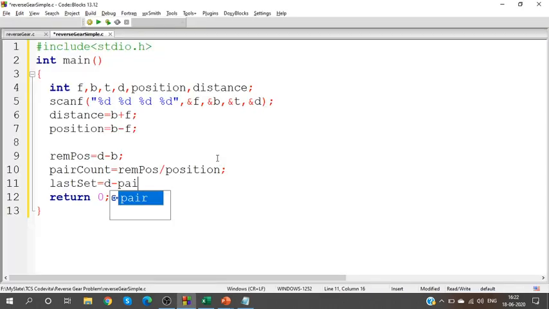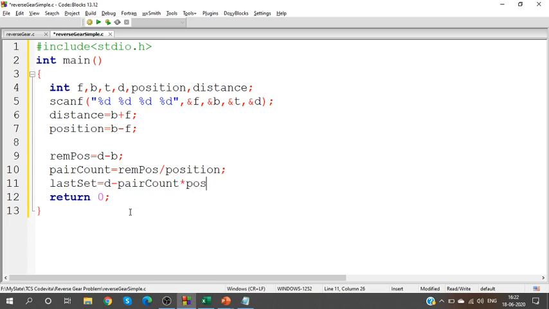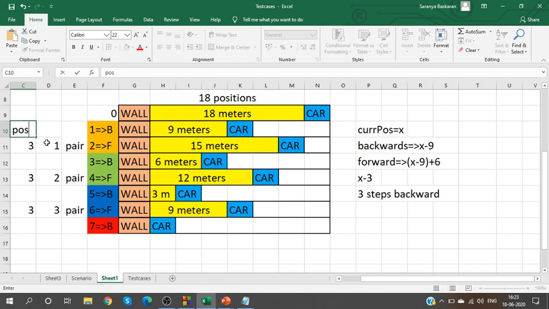How will I get that? Pair count. This x is nothing but the number of pairs. Yes, number of pairs into 3. What is this 3? 3 is positions. Clear? So now I have the pair count, and I have how many values are left in the last set. What is the pair count? 3 pairs: pair 1, pair 2, pair 3. Each pair will cover 3 positions.